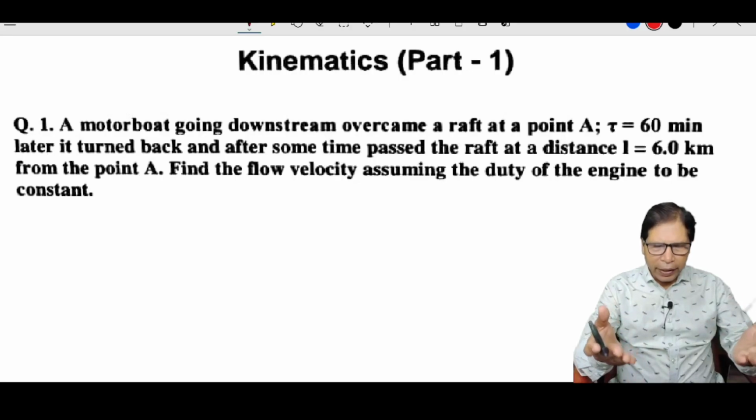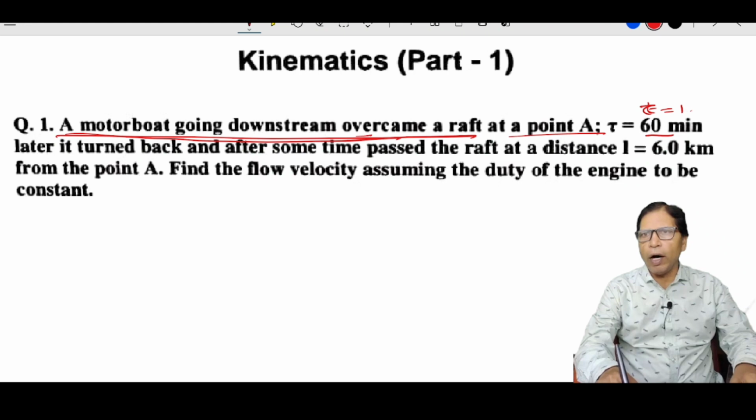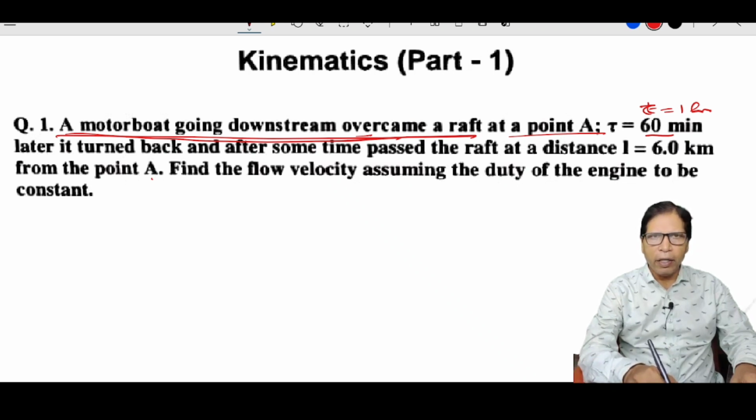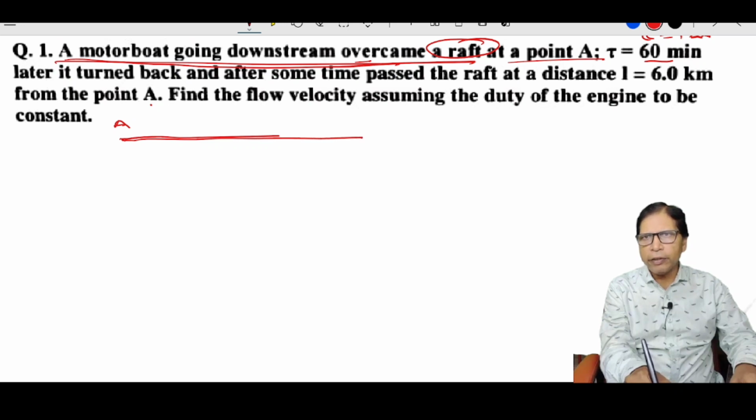Look at this numerical number 1. A motorboat going downstream overcame a raft at a point A. Tau equal to 60 minutes later, that is tau equal to 1 hour later, it turned back, and after some time passed, the raft is at a distance 6 kilometers from the point A. Now this is the point A at which the motorboat overcame the raft. After 1 hour, the motorboat moves along this direction.